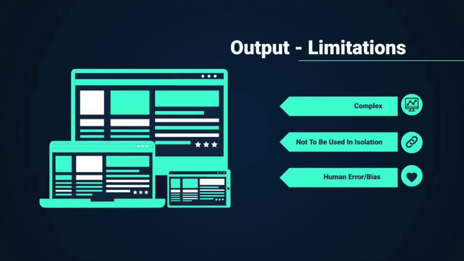And then be aware that human error can occur. More recently, with the use of big data, human bias has crept into these models. And this can obviously have an effect on outputs. So always take the outputs with a grain of salt.